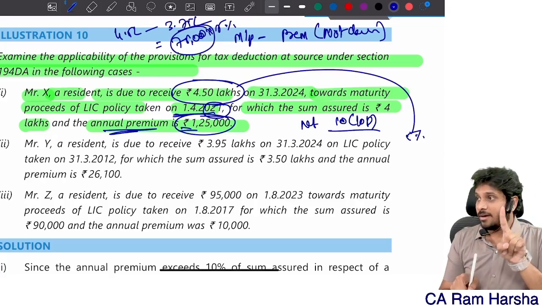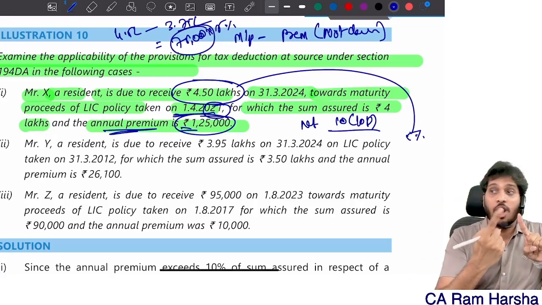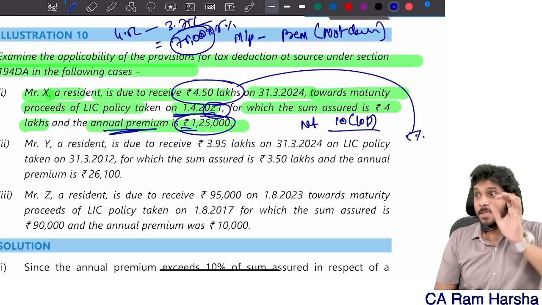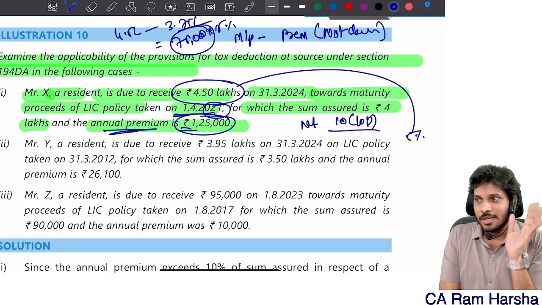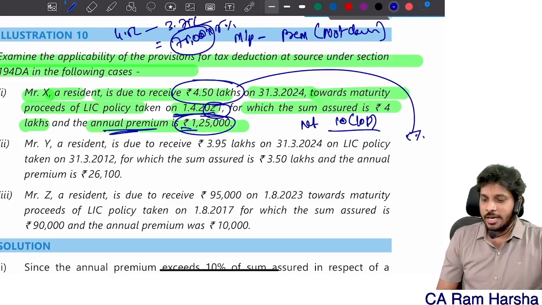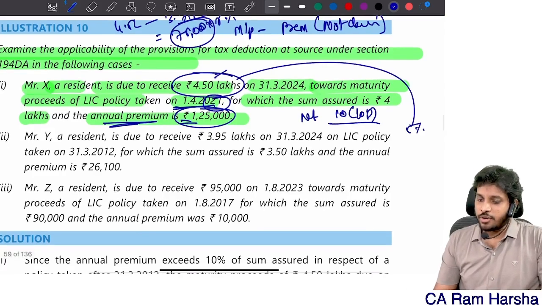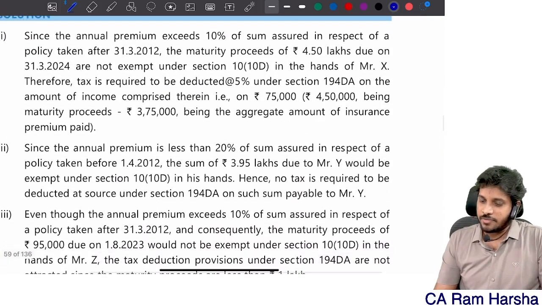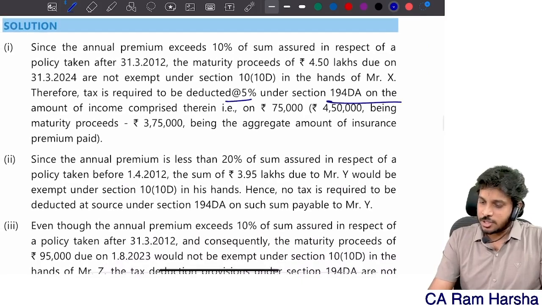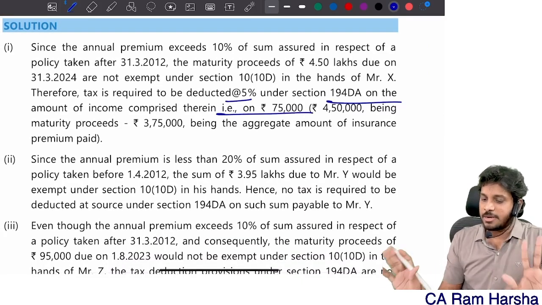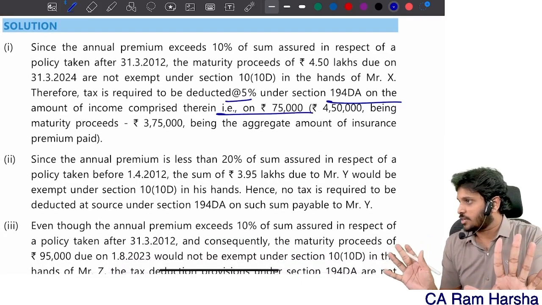No. The 1 lakh limit, we should compare with what? Maturity proceeds. The 1 lakh limit is for the maturity amount. Here the maturity amount is 4.5, therefore TDS is how much? 3,750. Correct? So 5% should be deducted on 75,000. They didn't mention the amount, but the calculation I hope you can understand.